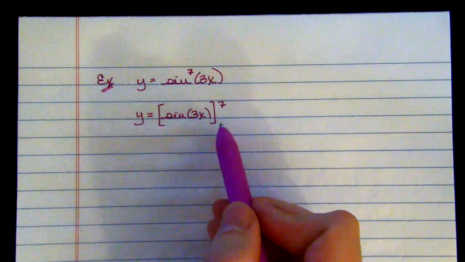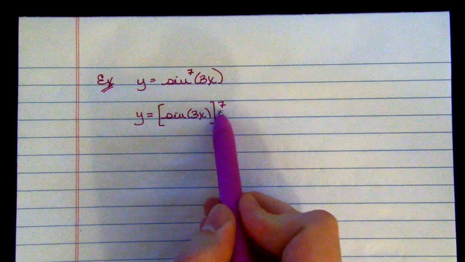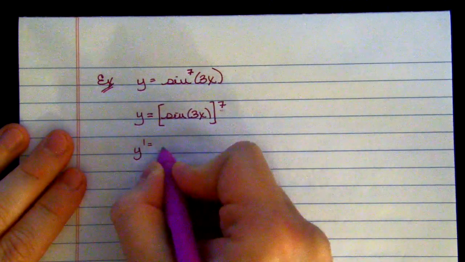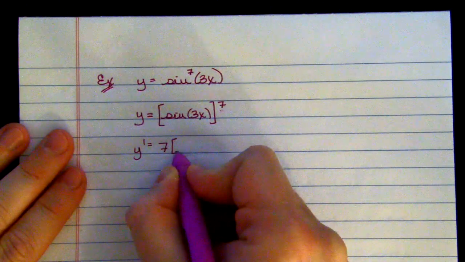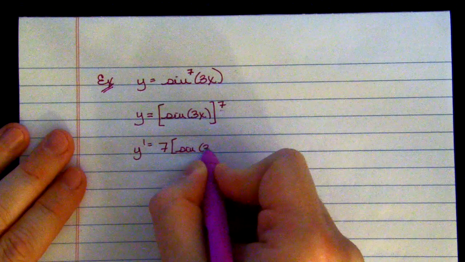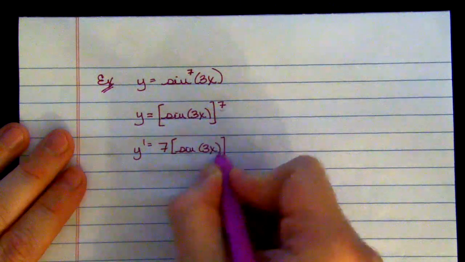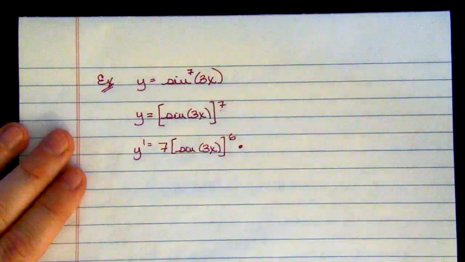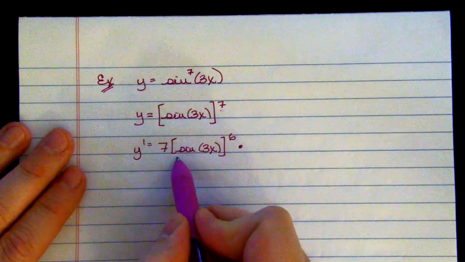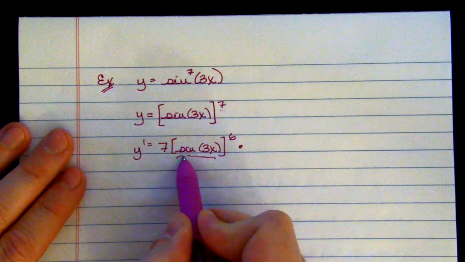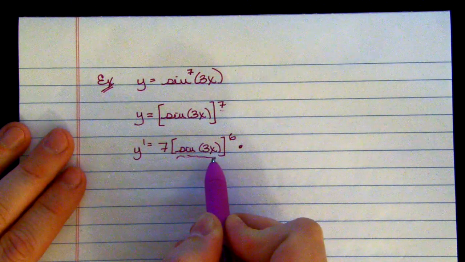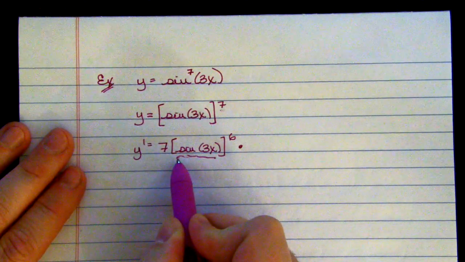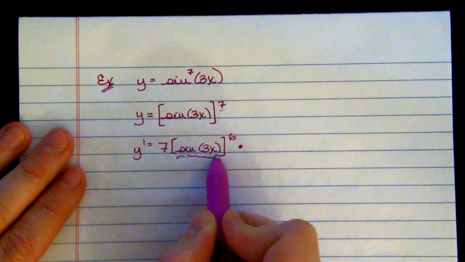I'm going to start on the outside. On the outside, I have this 7. The derivative of a 7th power is 7 times, leave everything inside there, sine 3x, that whole thing to the 6th power, times. I now need to do the derivative of sine 3x. But it's not just sine x, it's sine 3x. It's something more complicated than just a single sine. I need to use my chain rule on this thing.